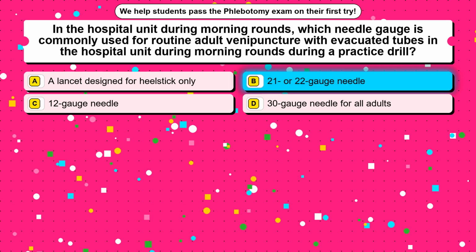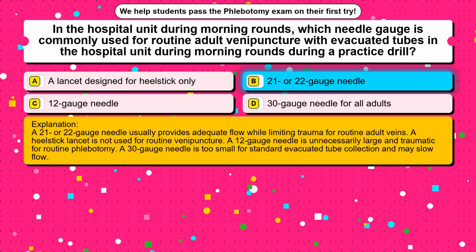The correct answer is option B. 21 or 22 gauge needle. A 21 or 22 gauge needle usually provides adequate flow while limiting trauma for routine adult veins. A heel stick lancet is not used for routine venipuncture. A 12 gauge needle is unnecessarily large and traumatic for routine phlebotomy. A 30 gauge needle is too small for standard evacuated tube collection and may slow flow.